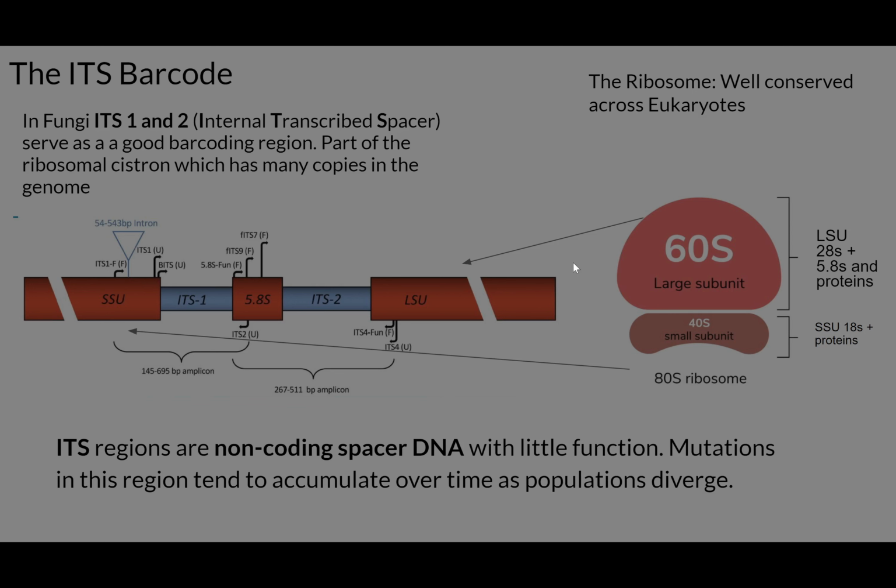The internal transcribed spacer is the part of this that separates the components of the ribosome. And so we have ITS1 and ITS2. The DNA sequence in these regions tends to be very variable. And that's because by themselves they don't have a particular function. The only function that these two regions need to have is the ability to cut themselves out after they are transcribed so that the different components of the ribosome are separate.